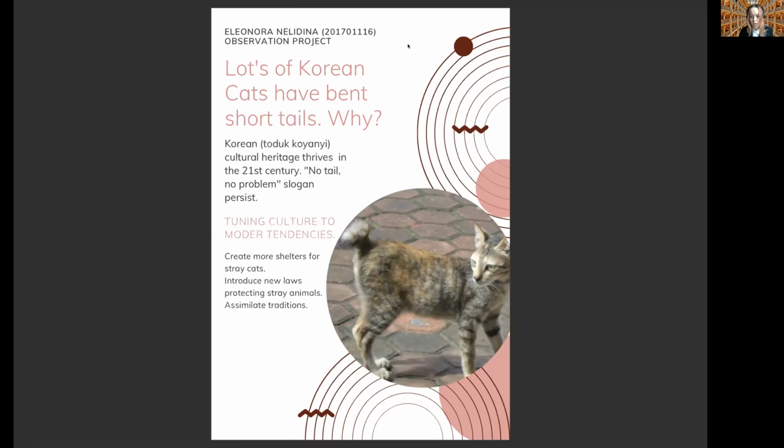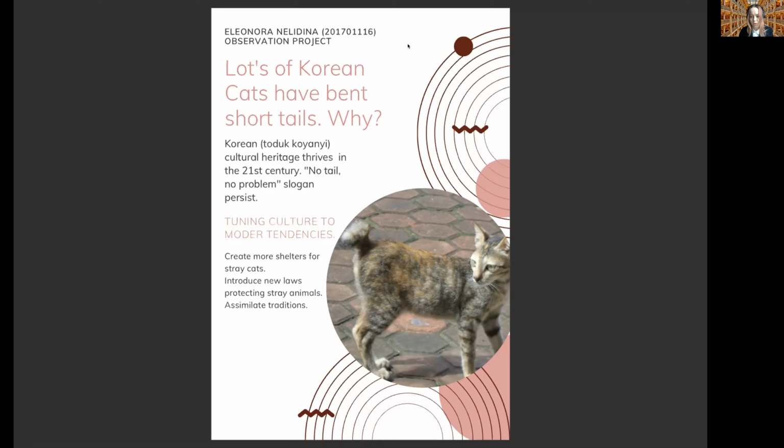Well, I believe that to make the streets safer and cleaner in Korea, Koreans should create more shelters for stray cats and take care of the situation. They should introduce new laws protecting stray animals, because as you could see, their tails are broken and cut off, which is not natural and was done by people. I believe that the laws will change factual beliefs regarding the consequences of cutting tails. They could also help dilute the shared custom because the cost of deviation from a descriptive norm will be higher.